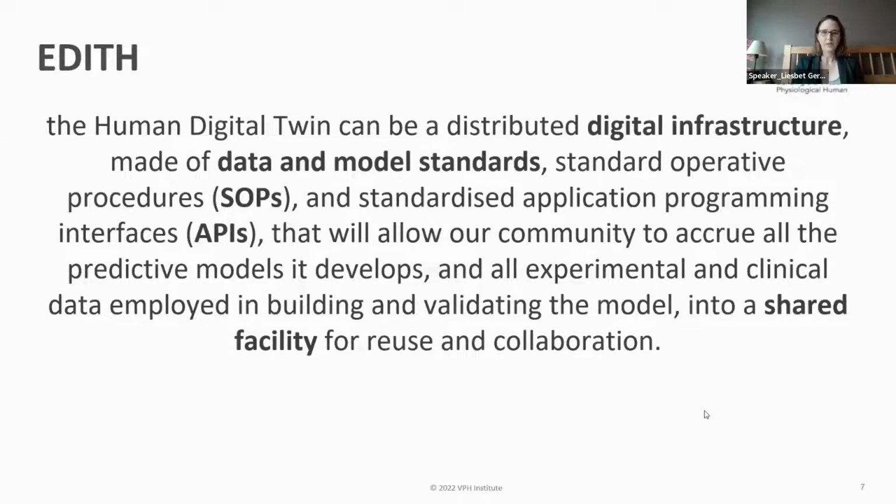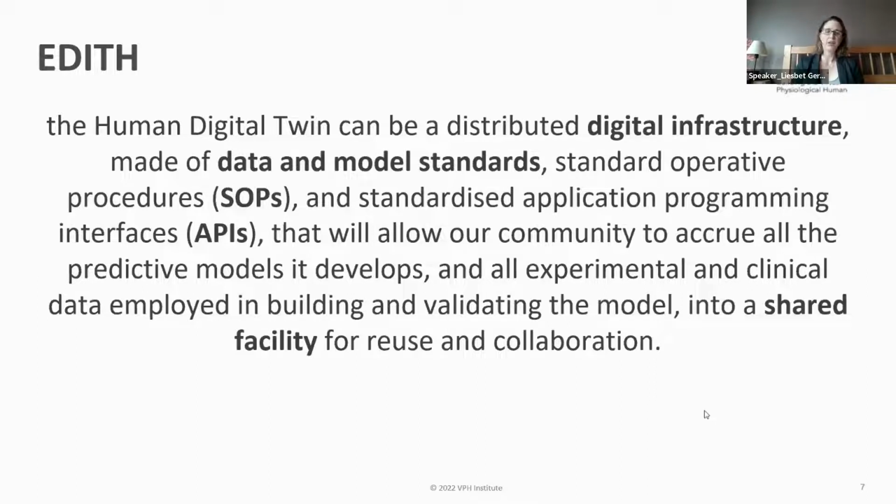Edwin already said it, but I want to say it one more time: what we want to do with EDIT is make a human digital twin that is a distributed digital infrastructure made of data and model standards, SOPs, APIs, that will allow our community to accumulate all the predictive models it develops and all of the experimental and clinical data employed in building and validating those models into a shared facility for reuse and collaboration. And Jan has already explained, or gave a glimpse of, what this kind of shared facility could look like.